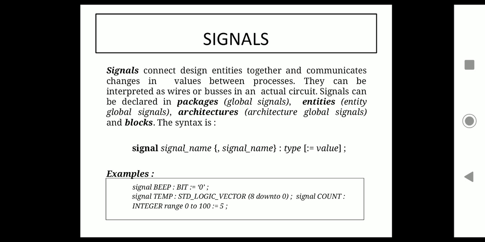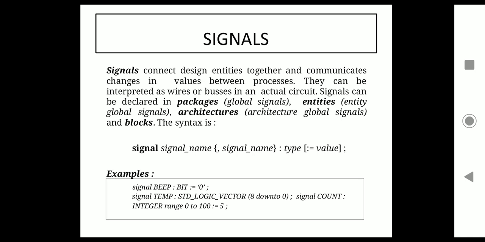So these are the three data object types that we have discussed: constants, variables and signals. Again I will repeat: variables can be declared under a process or in a subprogram, but they cannot be declared in packages, entities, architecture or blocks, and they also cannot be used globally. Once the process ends, the significance or whatever value is held by that variable will also come to an end, meaning the variable is valid only under that process block.